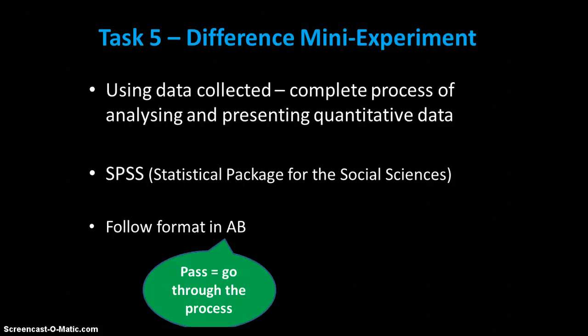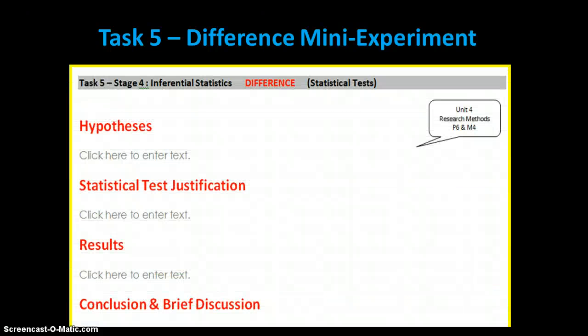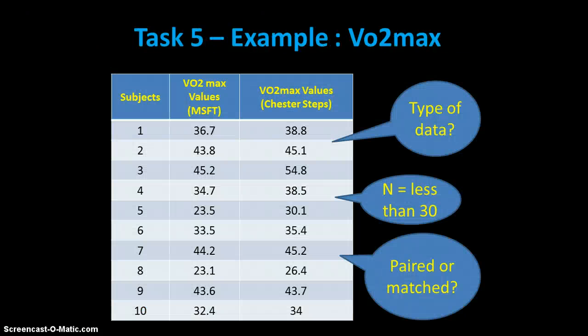Here's just a very quick reference to the assignment brief and the process of what you've got to write through in that. I've shown you that already though. And then here's a set of data. I'm going to go through an example for a test for difference and then eventually a test for correlation, but you'll use the data that you collect.